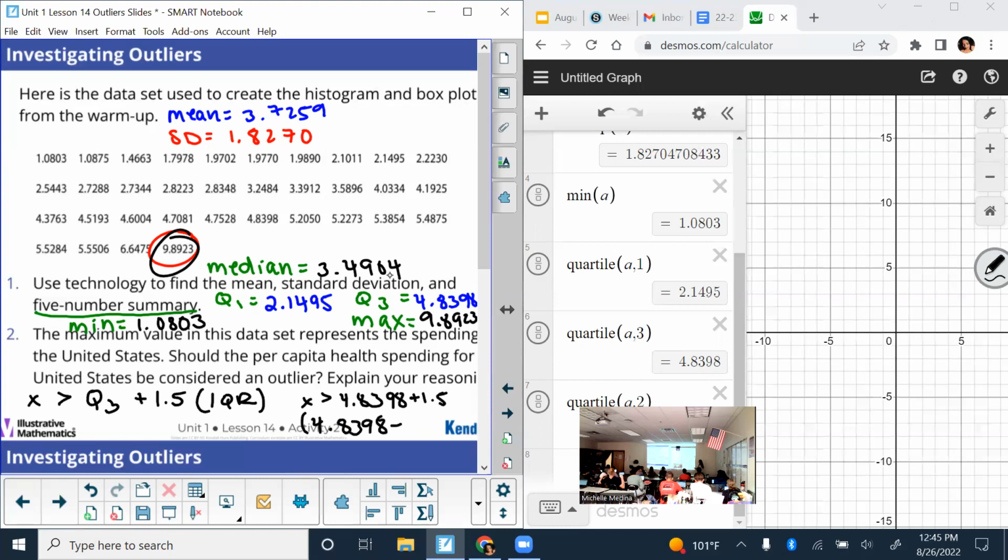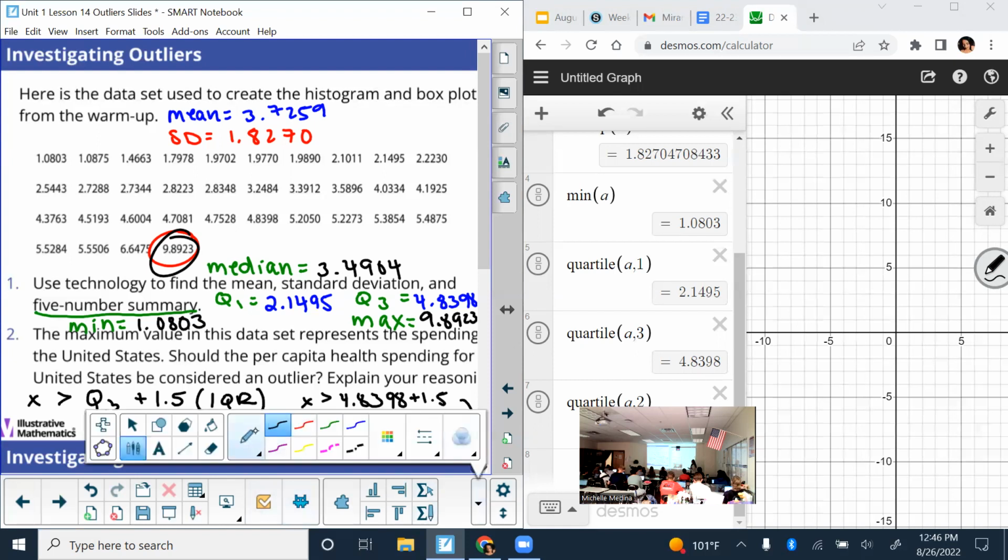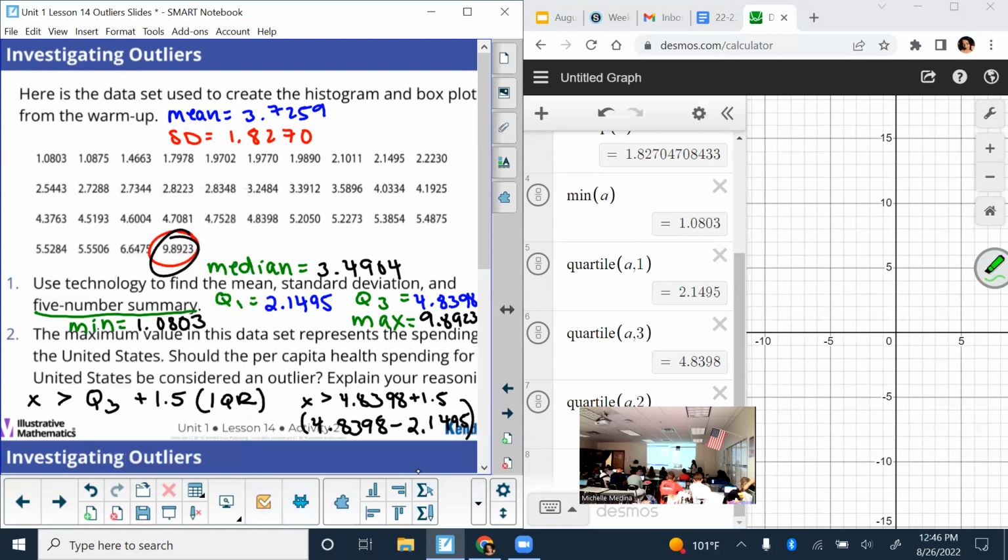Calculate, do the work. So Q3 minus Q1. So 4.8398 minus 2.1495. Close parentheses. And to the right of the inequality is what I'm going to put in my calculator. I'm just going to fit it on the same line. So that whole thing I'm going to put in the calculator.